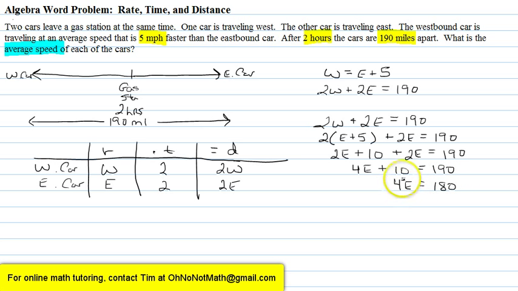So now we need to get rid of this 4, so we divide by 4. If we divide the left side by 4, we have to divide the right side by 4. These 4's cancel. We get E equals 180 divided by 4. Let's go ahead and do that division.